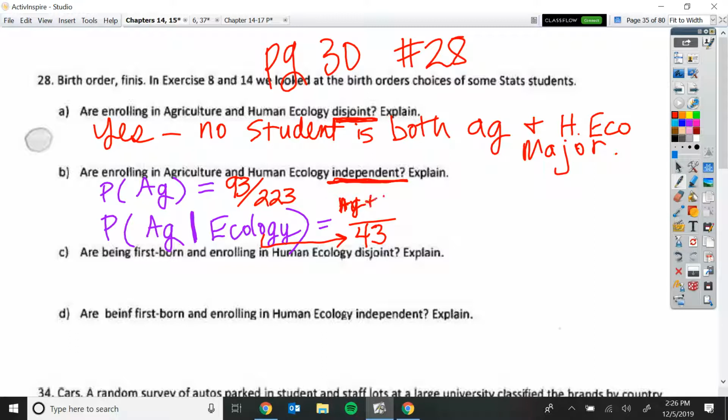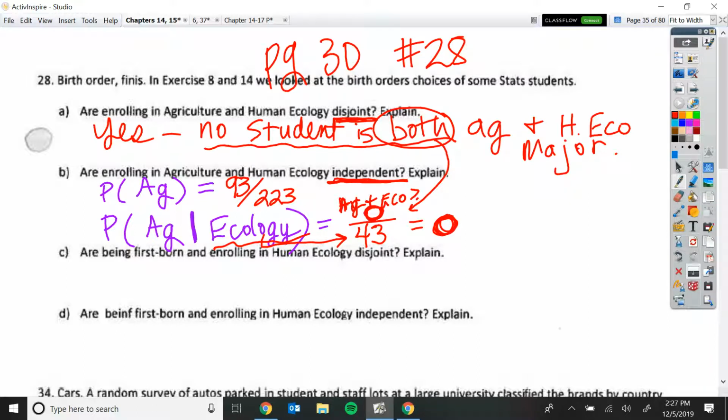The ag and ecology. And what do we say? Yeah, look right here. No students are in both. So the intersection is 0. There is no student in both. So therefore, what's this probability here? 0. So what do we say? The fact that you're in human ecology did what to the probability of you being in ag?